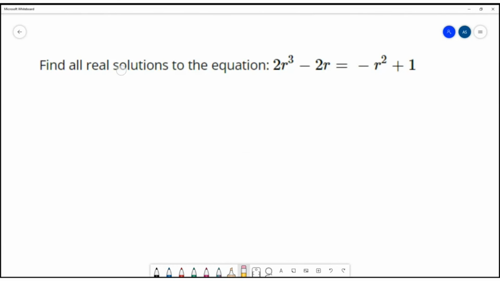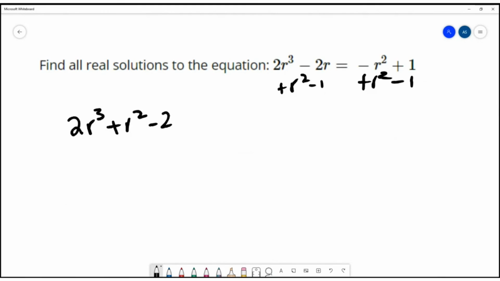So for this one, we want to find all real solutions to the equation 2r cubed minus 2r equals negative r squared plus 1. So as I said a moment ago, when we're trying to solve an equation with a higher power, we want to move all the terms to the same side. So I'm going to add r squared to both sides. I'm going to subtract 1 on both sides. And that gives me the equation 2r cubed plus r squared minus 2r minus 1 equals 0.